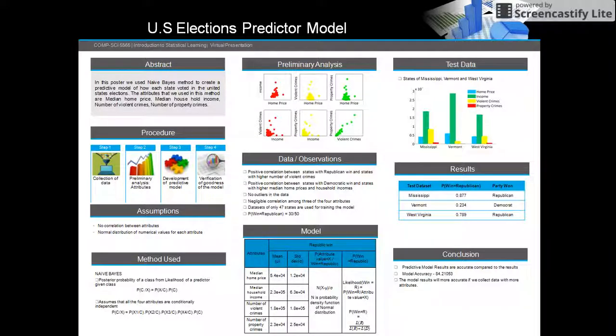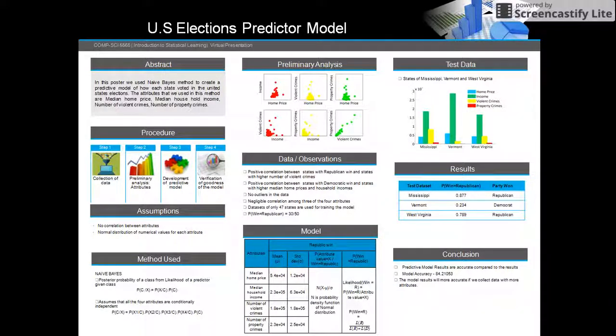Naive-Bayes is all about calculating the posterior probability of a class from the likelihood of the predictors. Also, in this model, we assume that all four attributes are conditionally independent. That means the effect of each attribute on a given class is independent of the values of the other attributes.